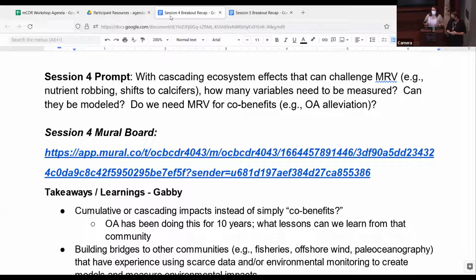All right, we're going to go ahead and get started with our breakout report outs. We'll start with session 4, which, if you remember yesterday, was all about secondary reactions and other challenges that we might encounter with MRV other than just measuring carbon or carbon equivalents. Gabby, I think you're first.